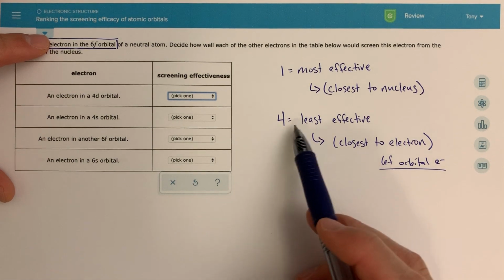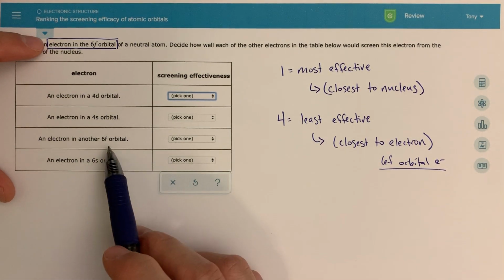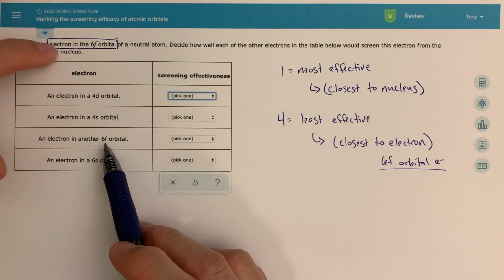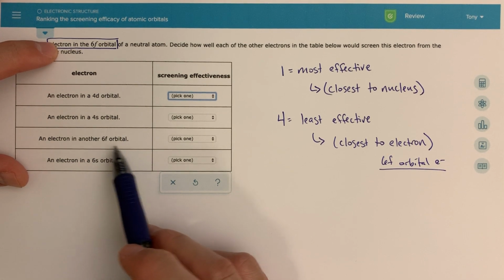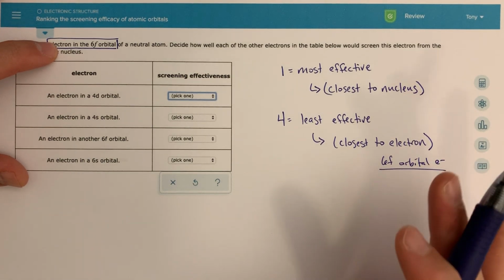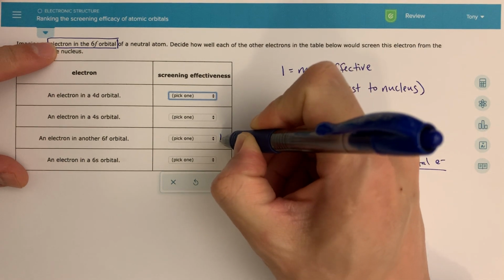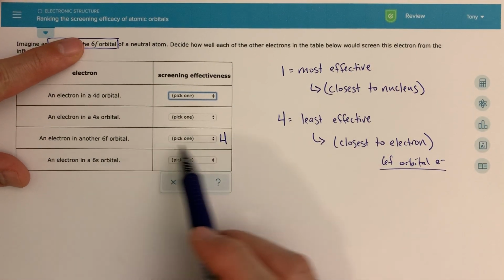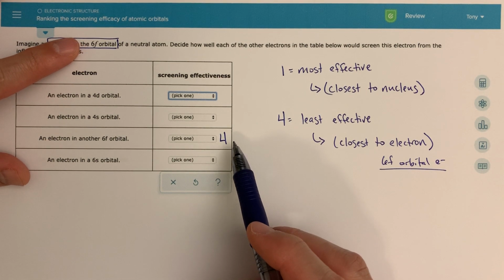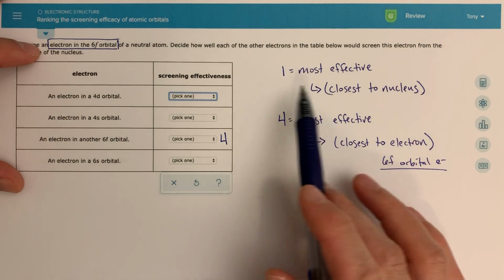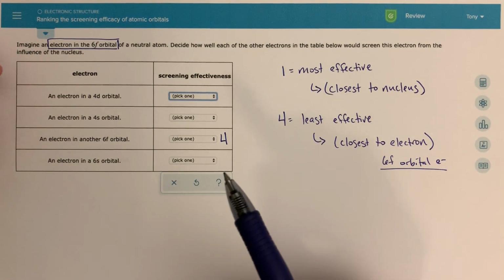The least effective is going to be pretty easy because it's an electron in the same 6f orbital. If we're looking at an electron in the 6f orbital and there's another electron in the 6f orbital, it's not going to be effective at screening at all, maybe just a tiny bit, but it's definitely going to be the least effective. So we can always start by saying that's definitely going to be number 4. Usually what I like to do is figure out what's number 4 and what's number 1, and then fill in from there.